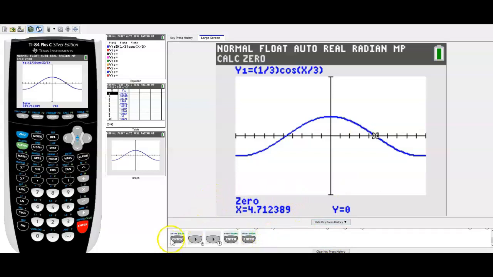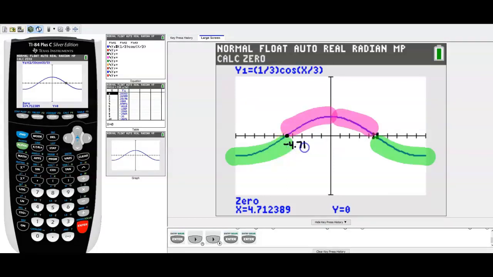All right, now I want you guys to pause the video and see if you can identify the intervals where f is increasing and the intervals where f is decreasing. So just as a quick picture, to the left of -4.712 and to the right of +4.712, my derivative is below the x-axis, which means my derivative is negative, which means that f is decreasing for the green zone. f would be increasing in the pink zone because that's where my derivative is above the x-axis, which means it's greater than 0, which means my slope is positive, which means f is increasing. So this is how you would write your answer.